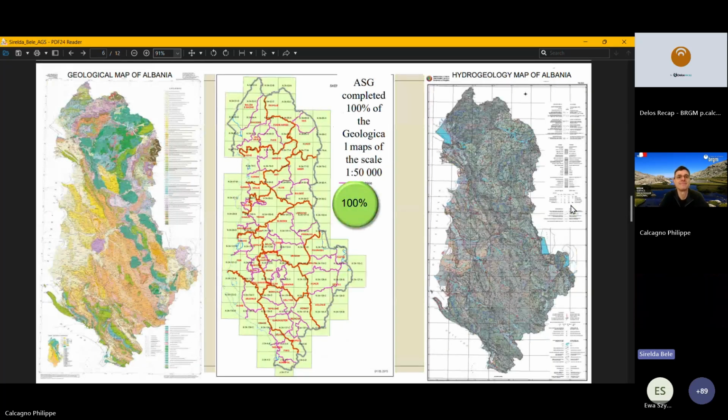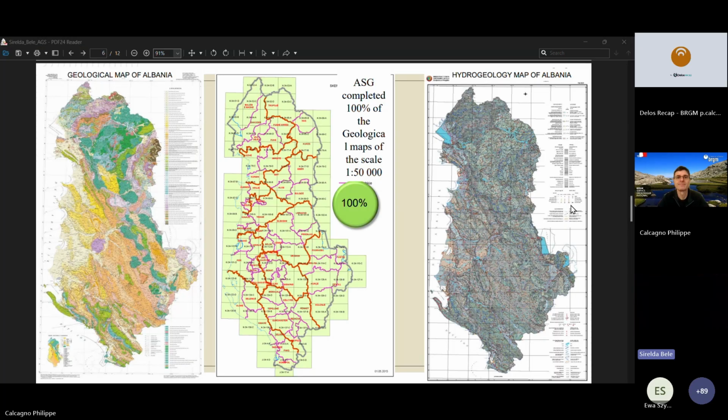You can go on to another. Here is the map. I represent here the most important maps of Albania. It is the geological map of Albania at 1:200,000 and the hydrogeological map of Albania. Also, AGS completed 100 geological maps at the scale of 1:50,000, as you see here.